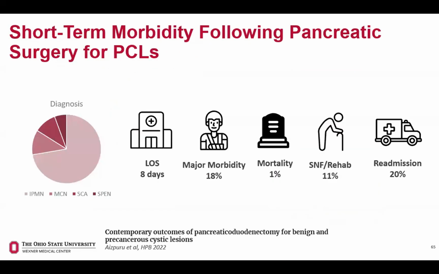But regardless of approach, pancreatic surgery still has significant short-term morbidity. Mortality has decreased over the past several decades, but morbidity continues to be a major problem. So this is some of the most recent data from the American College of Surgeons National Surgical Quality Improvement Program. This is 30-day morbidity nationwide, specifically for patients who had Whipple's for pancreatic cystic lesions. And this shows a mean length of stay in the hospital of 8 days, major complication rate of 20%, a 30-day mortality rate of 1%, 10% of patients discharged to a non-home facility, and 20% readmission rates.